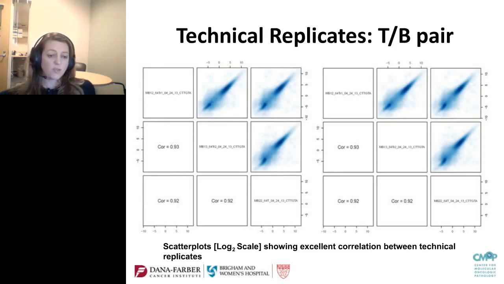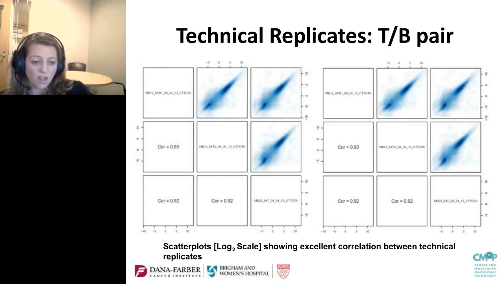I had mentioned that we had run technical replicates, tumor benign pairs. In this particular sample set on the left-hand side, we have the 3 technical replicates for the tumor sample. We took all the transcript gene information and plotted each of the technical reps against each other and calculated a Pearson correlation coefficient.